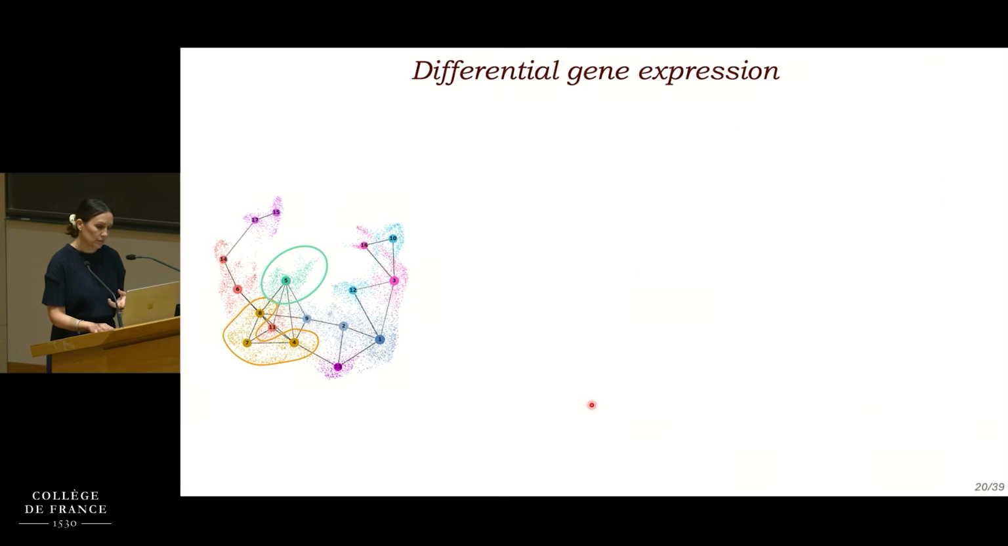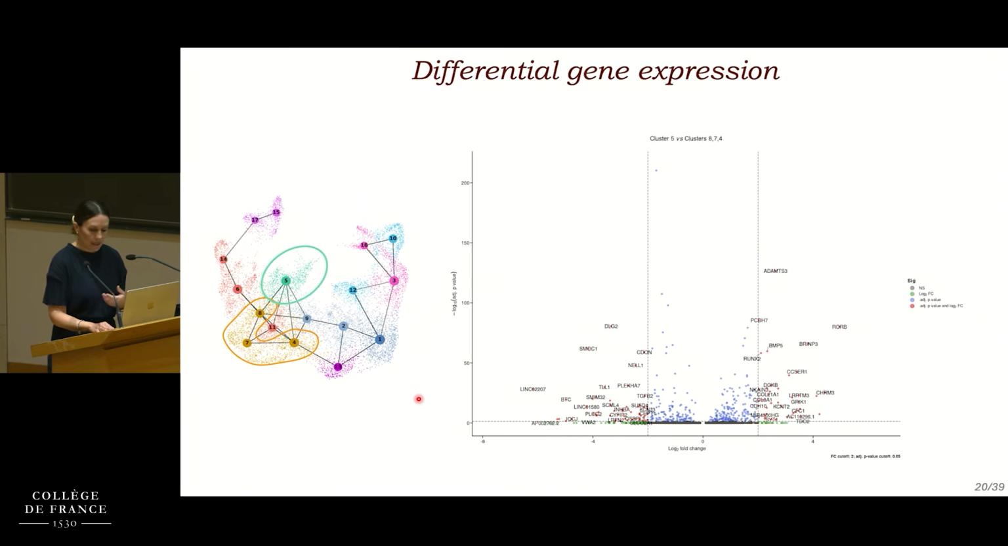And what we did next was to calculate the differential gene expression between this chondrocyte population and the other chondrogenic progenitors. And here are the differentially expressed genes that are upregulated and downregulated. It's nice to see RUNX2 and BMP5, which are the markers that define this cluster. But we also identified this gene, ADAMTS3, that is the most significant gene for this cluster.